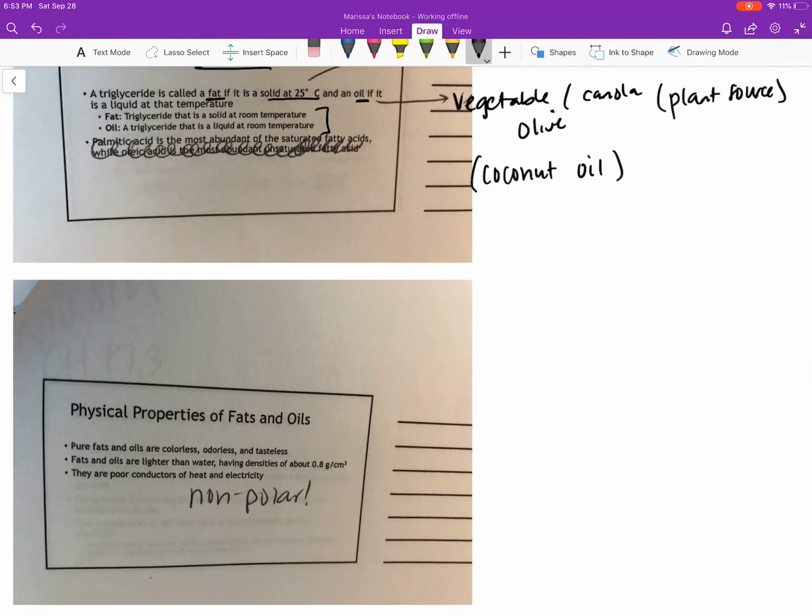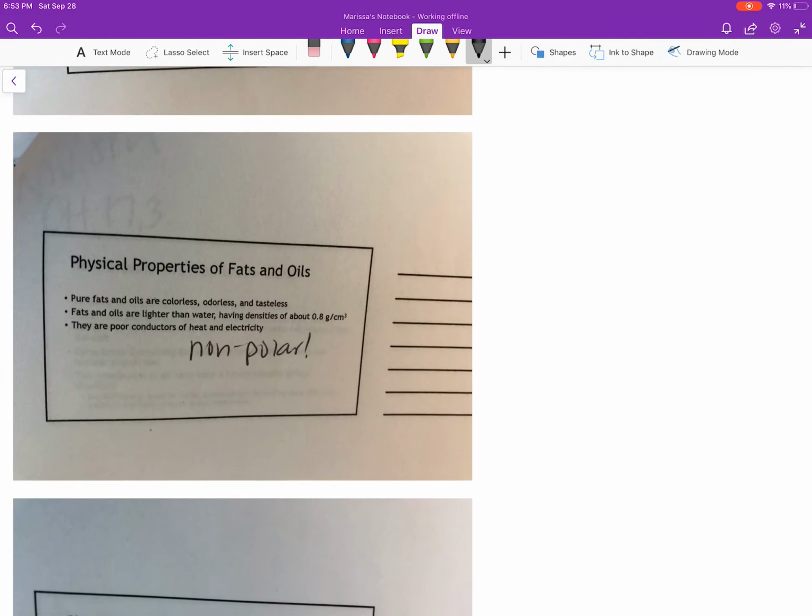All right, so physical properties of fats and oils. Pure fats and oils are colorless, odorless, and tasteless. Now, there is a little bit of an exception because they can go rancid, and if they go rancid, spoil, then of course they smell. But if they are not rancid and they are pure, they are colorless, odorless, and tasteless.